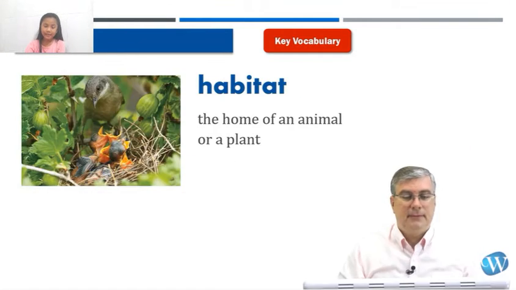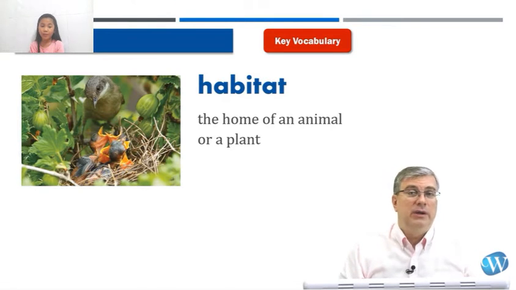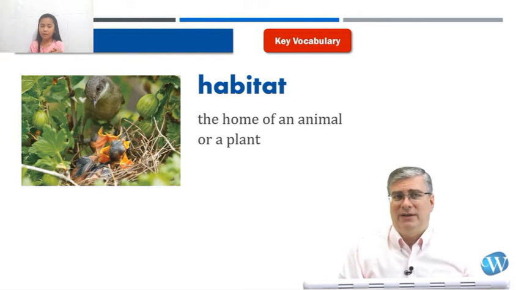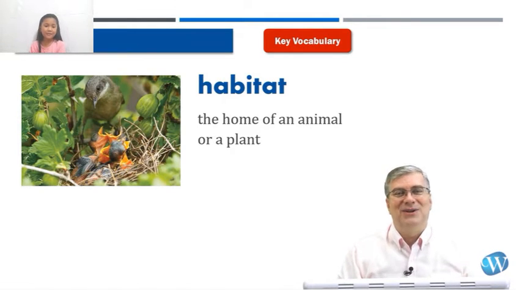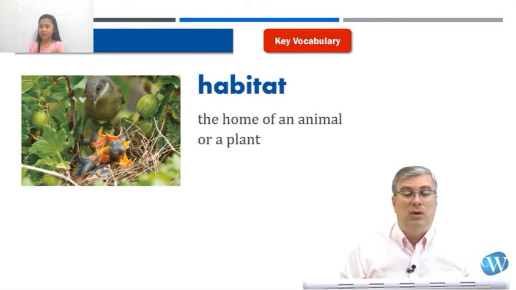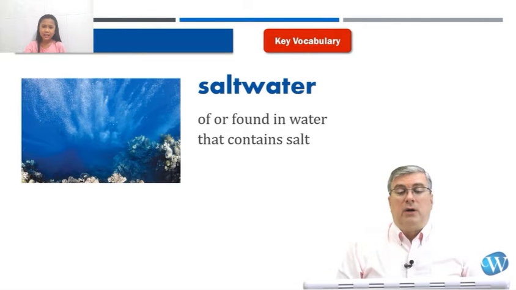Okay, the next word we have is habitat. Habitat is the home of an animal or a plant. Another, friendlier word for habitat is home, right? If you have a home and it's an apartment, you would say, my home is an apartment. But you would never say, my habitat is an apartment. No, that's always strange, right? People would think that you're a very strange person. It's a little bit different.